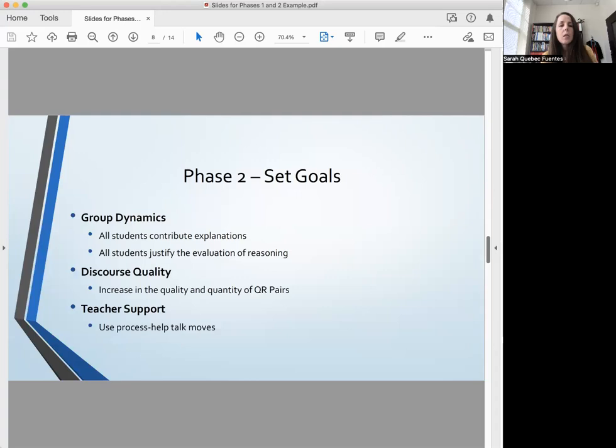Based on Warren's phase 1 observations and data collection, Warren established goals for this particular group. He wanted his students to contribute explanations, all of them. He also wanted all the students to justify the evaluation of each other's reasoning. He wanted to increase both the quantity as well as the quality of the QR pairs. And he wanted to use process help talk moves rather than the product help.